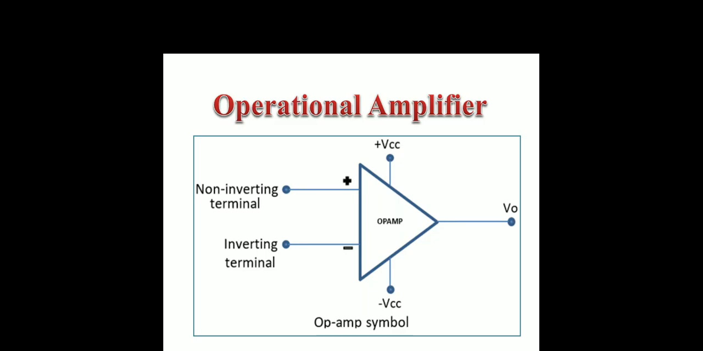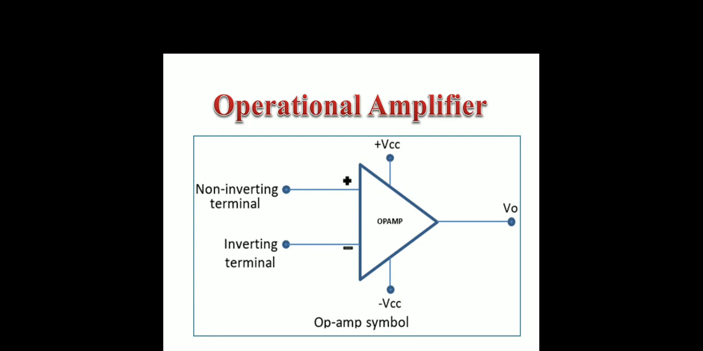Hello everyone. Up to now, we all know this is a symbol of an operational amplifier or op-amp. It has two terminals, positive and negative. Depending upon the input type, op-amp can be classified as inverting and non-inverting. In this lecture, we will learn how to use op-amp in a non-inverting configuration.